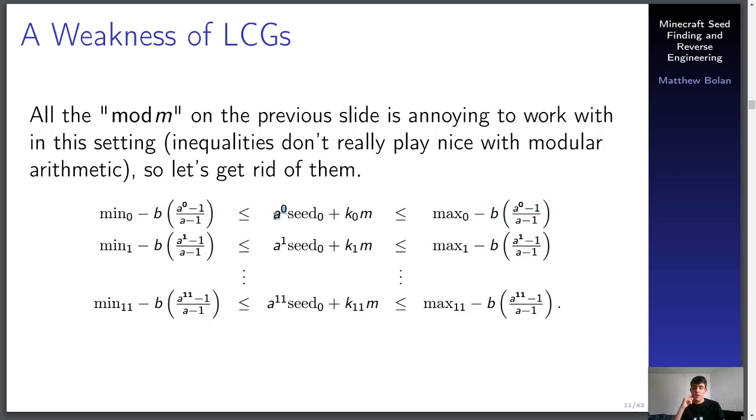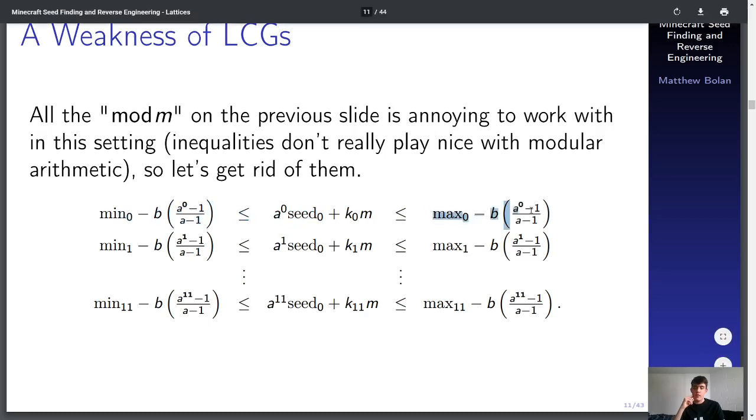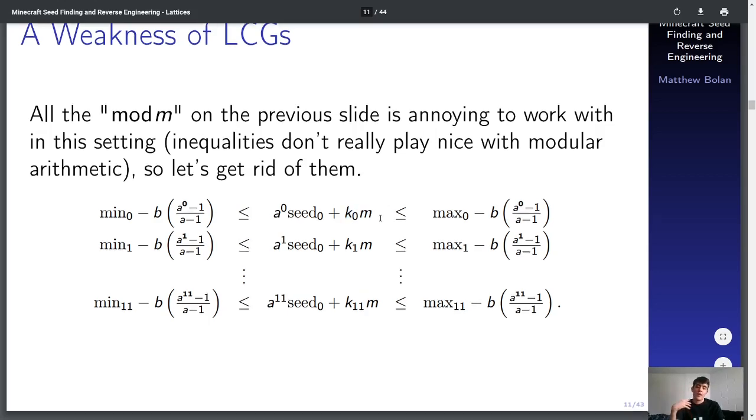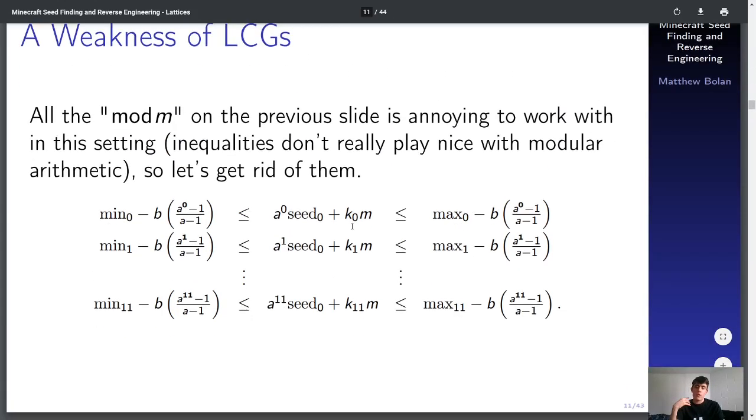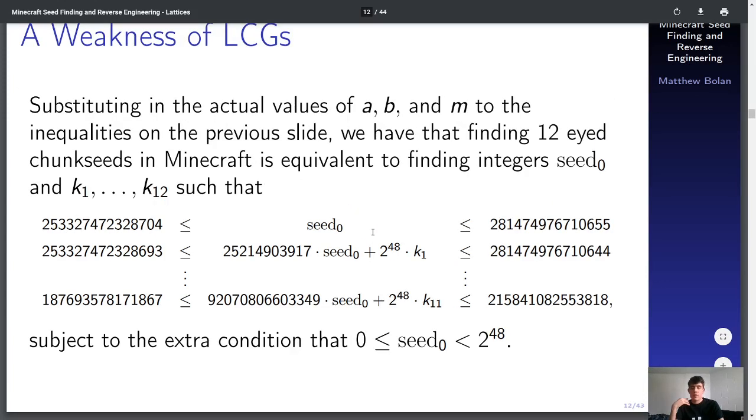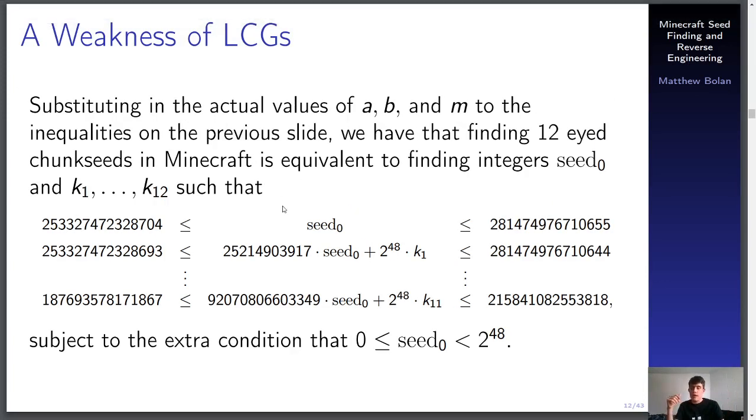And as long as we presume that seed 0 is between 0 and 2 to the 48, well, between min 0 and max 0, I guess, in my notation here, we can effectively ignore the existence of k0 at all, because we know that k0 will always be 0 in that case. So with that in mind, here's what everything looks like when we plug in. Perhaps a little less scary, perhaps a little more scary. Depends if you're more scared by numbers or by algebra.